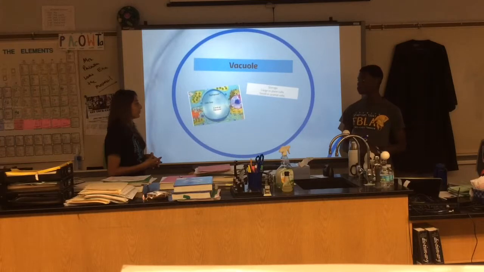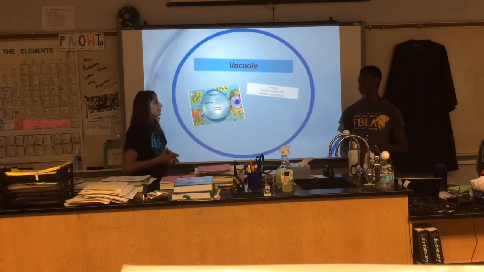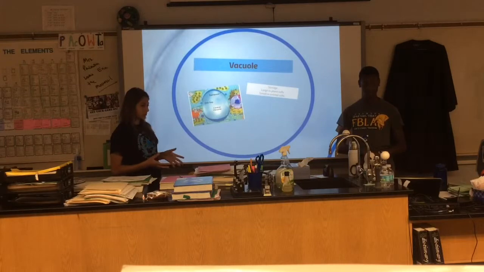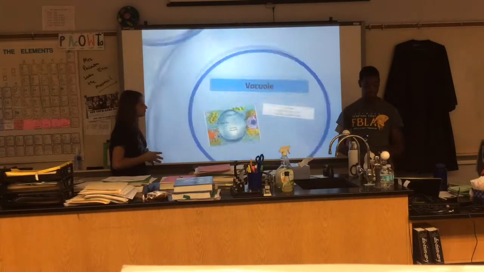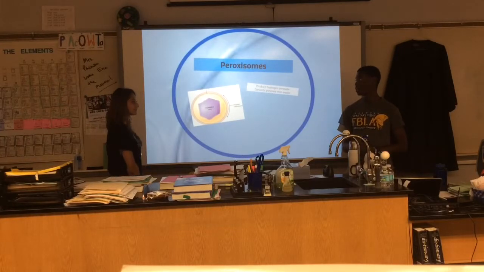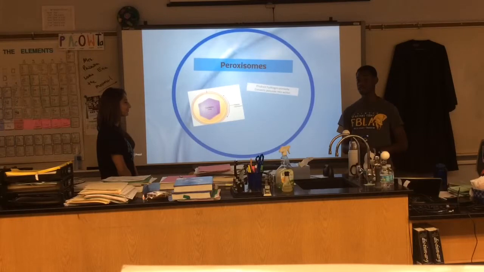Okay, so the vacuole. This holds water. So this is like storage. In plant cells, it's pretty big. And in animal cells, it's a lot smaller. Next, we have the peroxisome. This produces hydrogen peroxide in the cell, but it also converts peroxide into water.